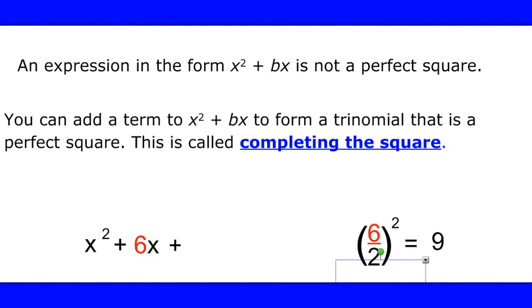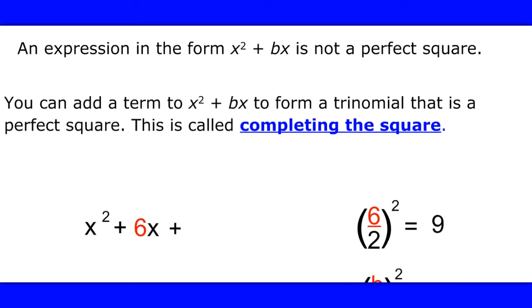So here I want us to do this. If it's in the form of x² + bx, it's not a perfect square because it doesn't have that third term that makes it a perfect square. You can add a third term to that trinomial to make it a perfect square trinomial. This is what we call completing the square. Okay? So that's the process here.